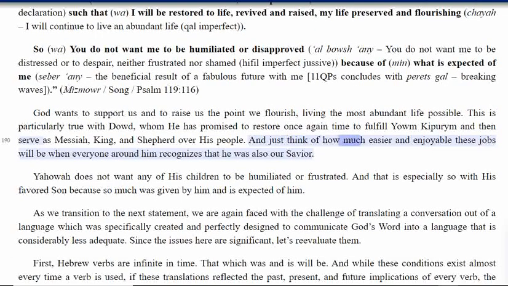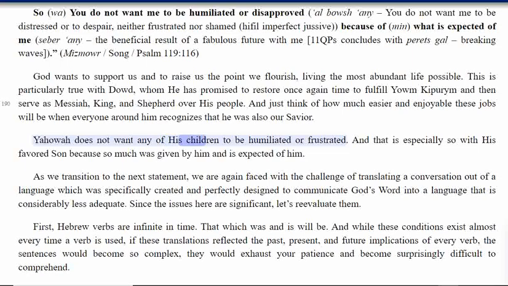And just think of how much easier and more enjoyable these jobs will be when everyone around him recognizes that he was also our Savior. Yahowah does not want any of his children to be humiliated or frustrated. And that is especially so with his favored son, because so much was given by him and is expected of him.